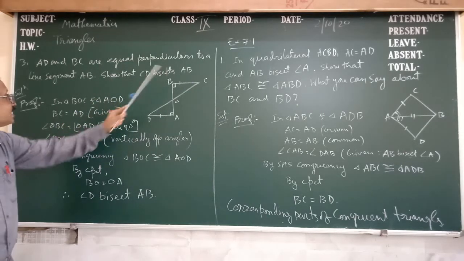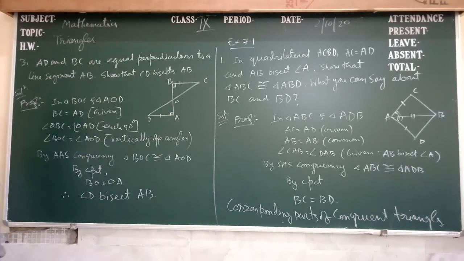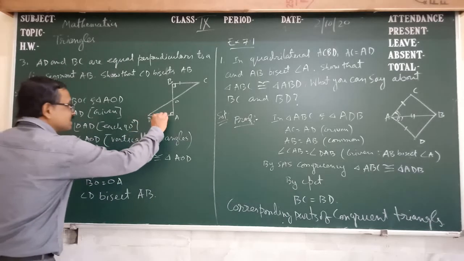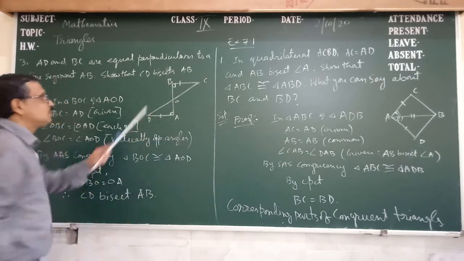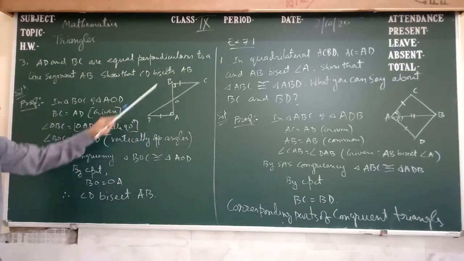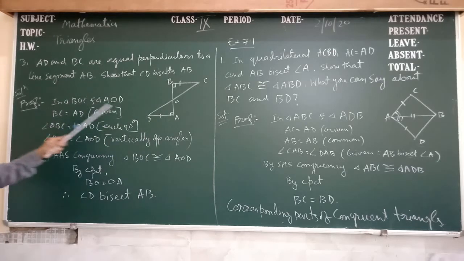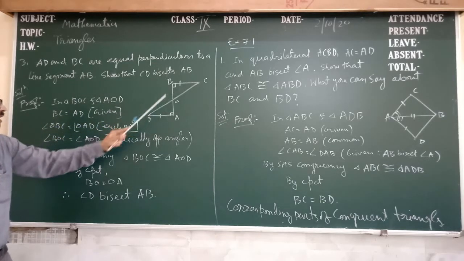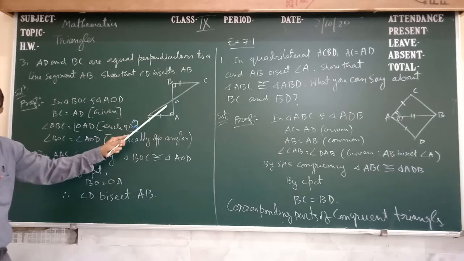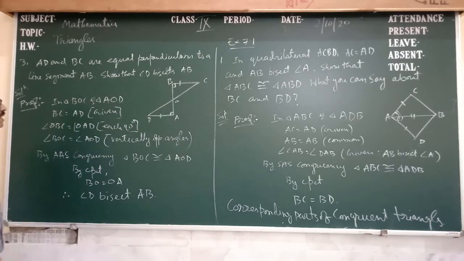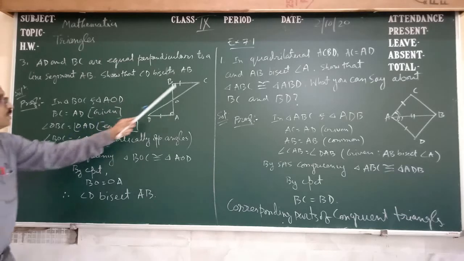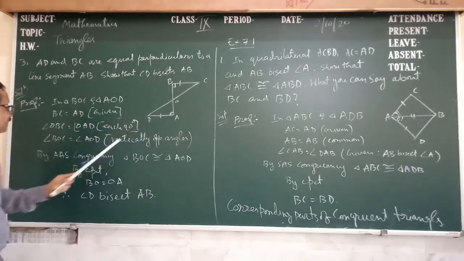So we have to prove that CD bisects AB, but they are equal perpendiculars. Equal perpendicular means this is equal to this. That means AD is equal to BC, because they are equal perpendiculars. They are 90 degrees also and they are equal also. So now we prove in triangle BOC and triangle AOD. These are the two triangles. In triangle BOC, we have seen BC is equal to AD. Why is BC equal to AD? Because this is given, equal perpendicular. So BC is equal to AD, that is given.